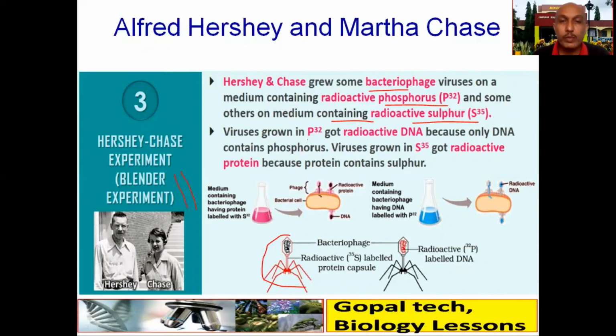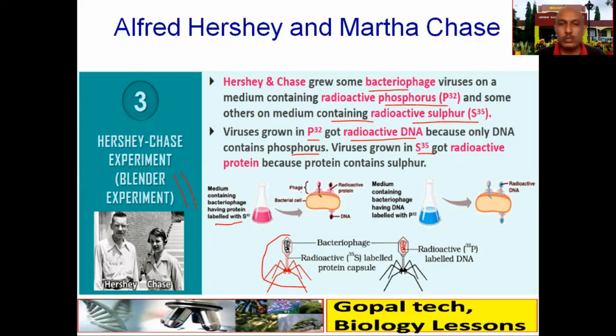So virus grown in P32 medium, they got only the DNA as radioactive, because only DNA contains phosphorus, no sulfur. A virus grown in the S35 got radioactive protein, that is the outermost coat, because protein contains sulfur but no phosphorus. So you can see here the medium containing bacteriophage having protein labeled with S35, and here the blue color indicates medium containing bacteriophage having DNA labeled with P32. Here S35 and here P32.